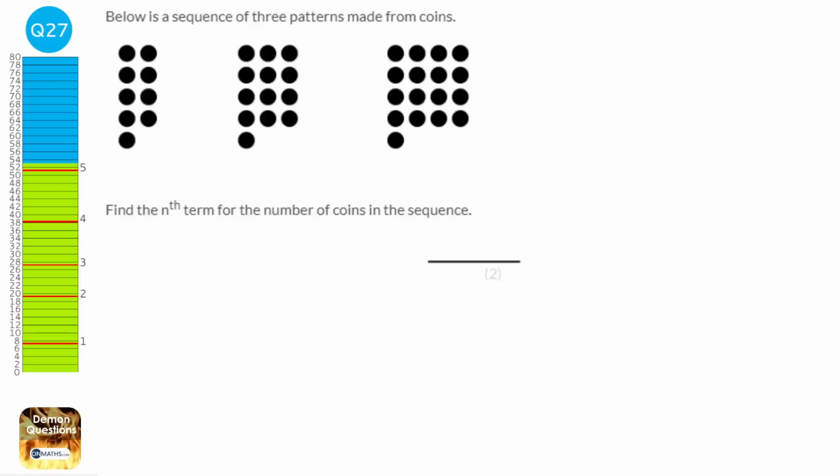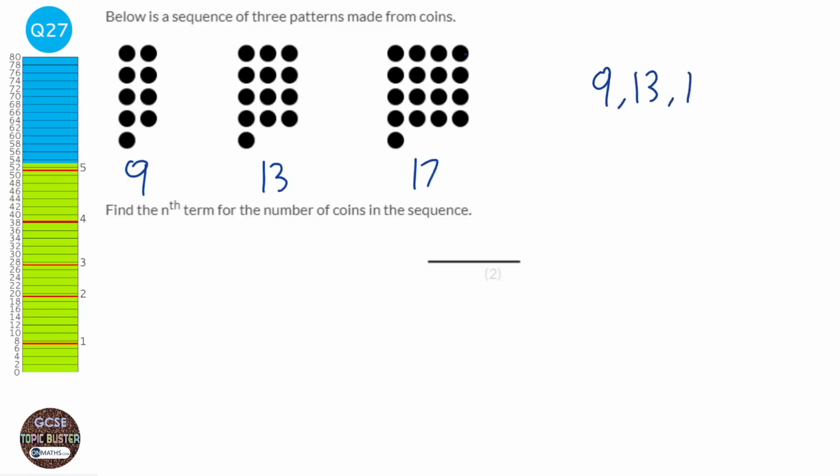Whenever we do these kind of questions, it's always best to convert the pattern into numbers. So we're just going to count the dots. So we've got 2, 4, 6, 8, 9 in the first one. 2, 4, 6, 8, 9, 10, 11, 12, 13, 14, 15, 16, 17. So our sequence is going 9, 13, 17. And we're going to see what it's going up in. So we're adding 4 each time.